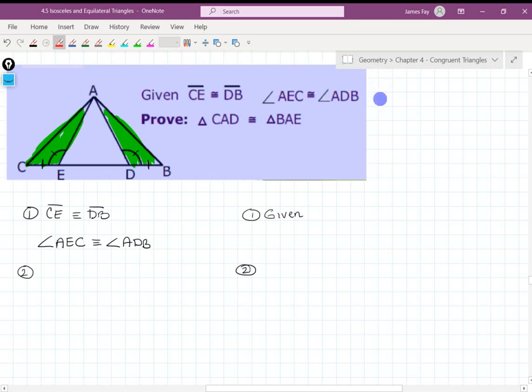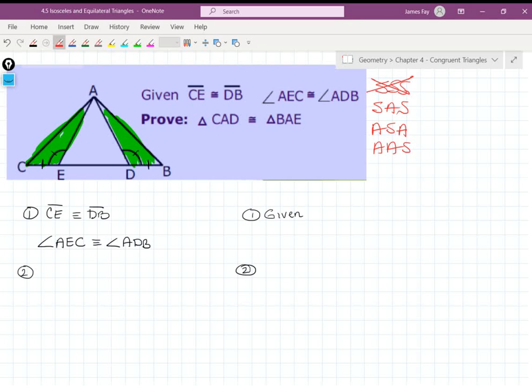So let's think about our options: side, side, side; side, angle, side; angle, side, angle; and angle, angle, side. Obviously we're not going to use that one. Side, side, side's not an option, okay? But it opens the door to all the other ones, doesn't it? So we've got to figure out which angle or which additional side would maybe be easiest for us to show congruent.